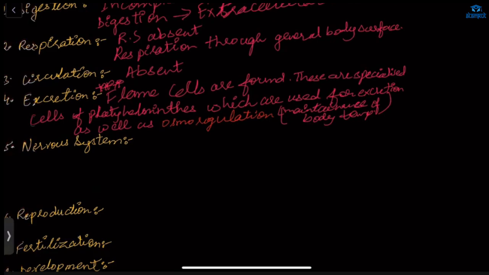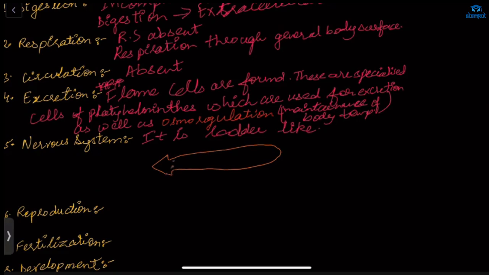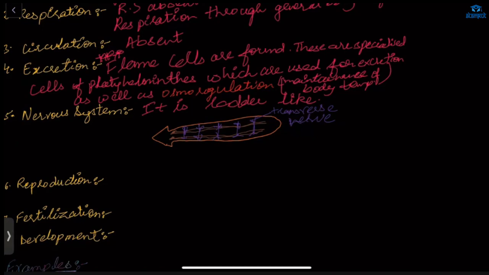Now the nervous system. What is the nervous system? It is ladder-like in them. Earlier it was diffuse type, now a little diffuse, and it became a ladder-like system. If we see the figure of Planaria, they are like this. Inside them there are ganglia, and the nervous system will be like this. Here nerves will be seen, transverse and ladder-like. From this figure you can see the ladder-like structure. This is a transverse nerve. So the nervous system is present and it is ladder-like.